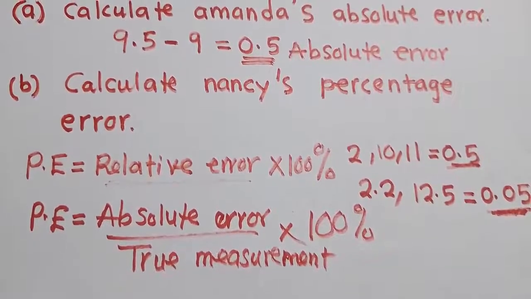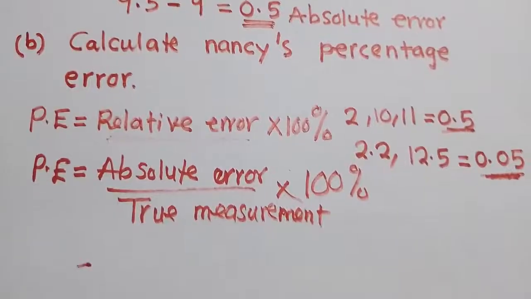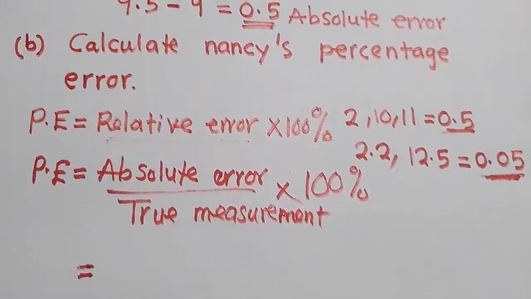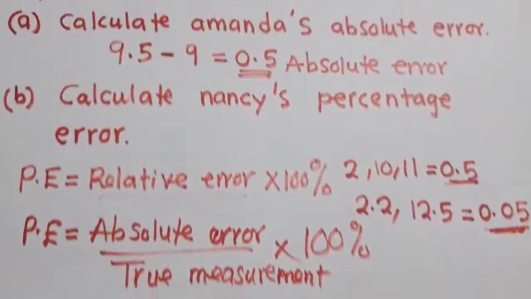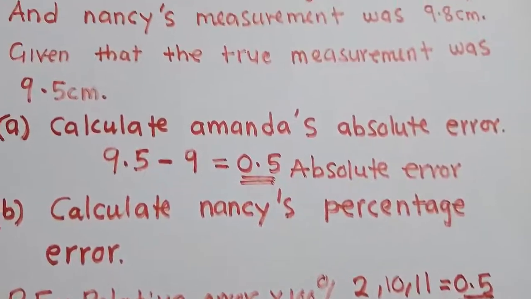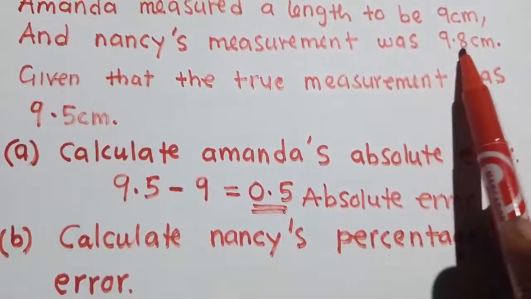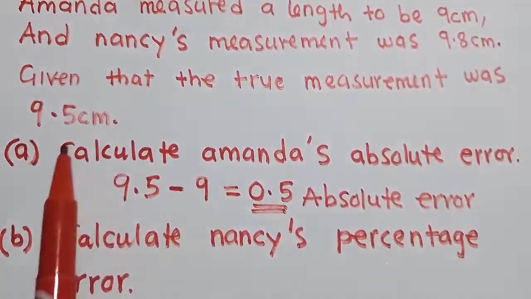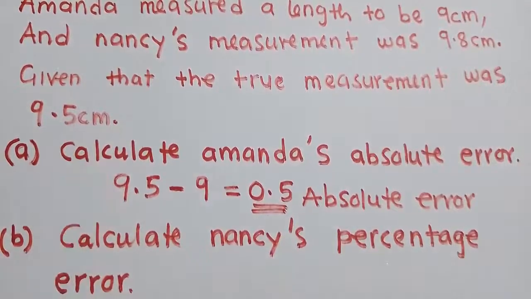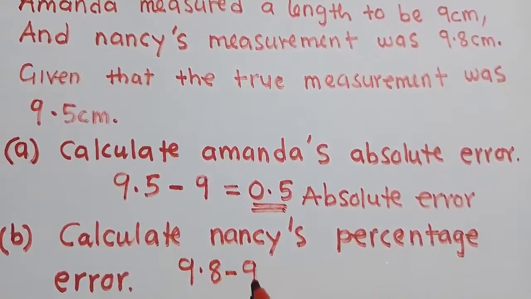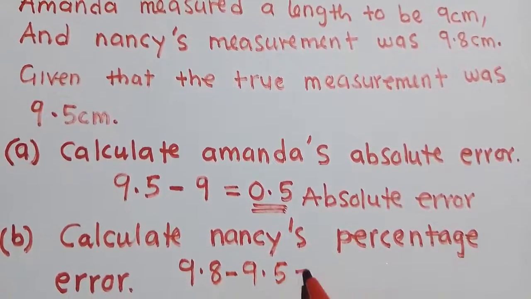So you continue and say, this is equal to, what is Nancy's absolute error? So for Nancy's absolute error, you check, what was the measurement for Nancy? The measurement for Nancy was 9.8. But the true measurement was 9.5. So you start with the bigger number. 9.8 minus 9.5. What are you going to get?